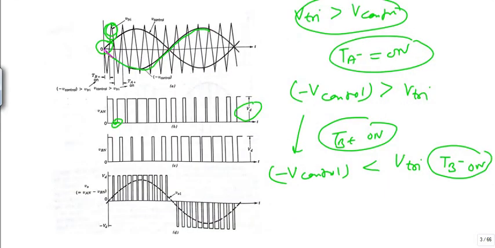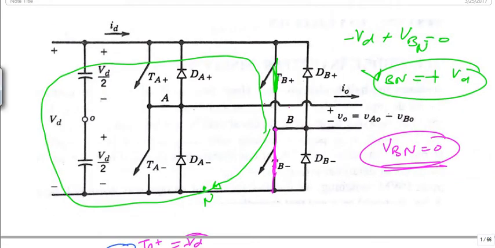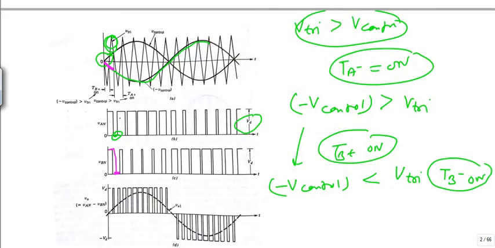If minus V control is more than this triangular, under that condition we are getting Vbn as plus Vd, otherwise it is 0. From the previous figure we can see here this output voltage V naught is VA naught minus of VB naught. So the output voltage which we get by subtracting this minus this, we'll get V naught. It will be something like this.